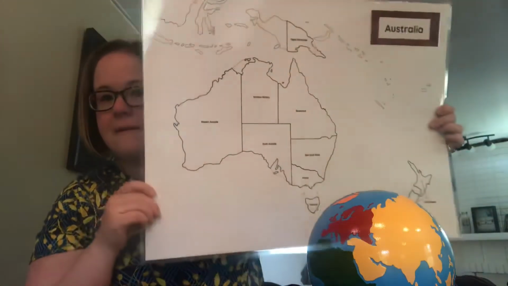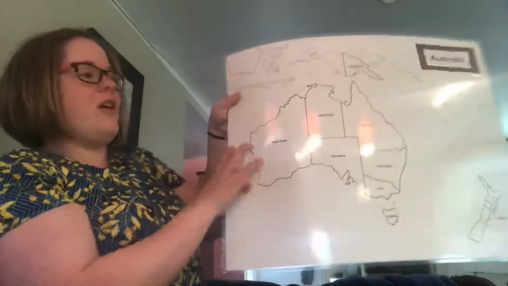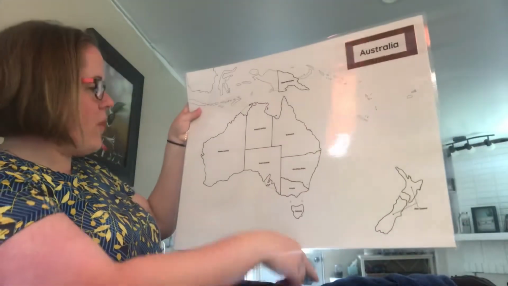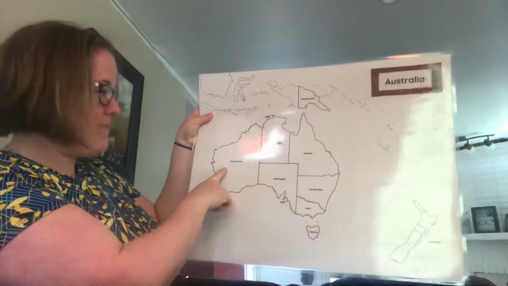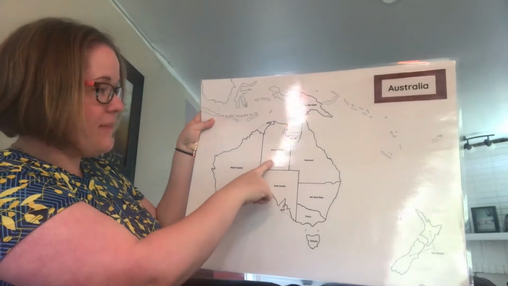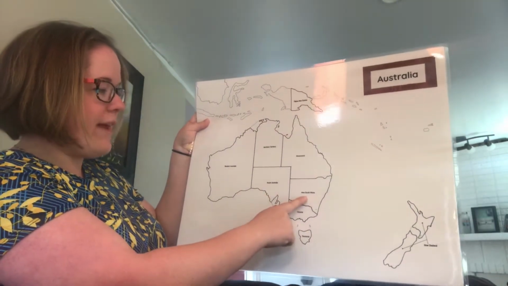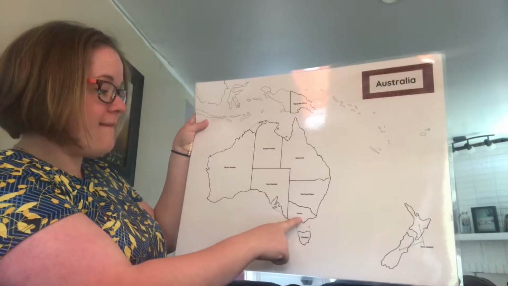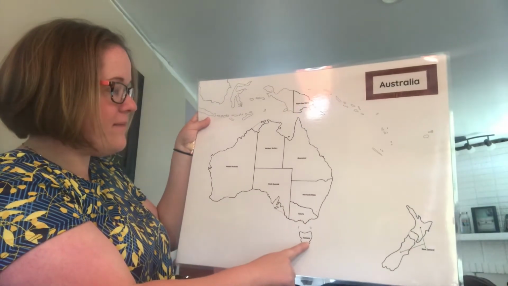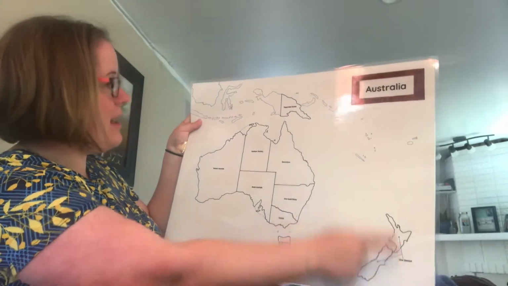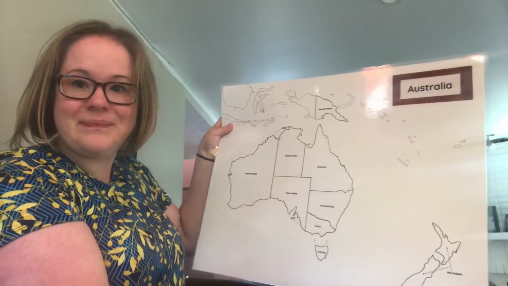Australia does not have many countries in it. It is a small continent, as we showed, and look, not very many pieces. So when you're doing that puzzle map for Australia, there aren't that many pieces to put in. We have Western Australia, Northern Territory, Queensland, South Australia, New South Wales, Victoria, Tasmania, New Zealand, Papua New Guinea. That is Australia.